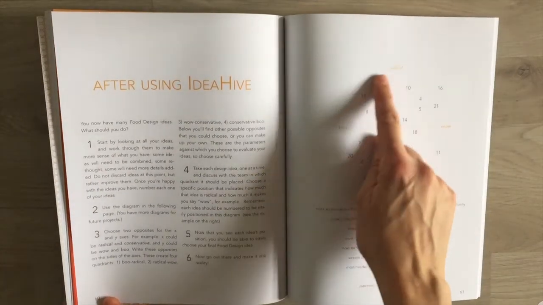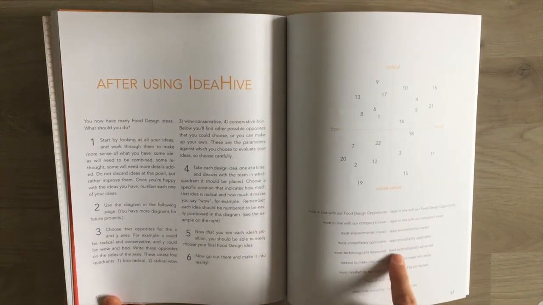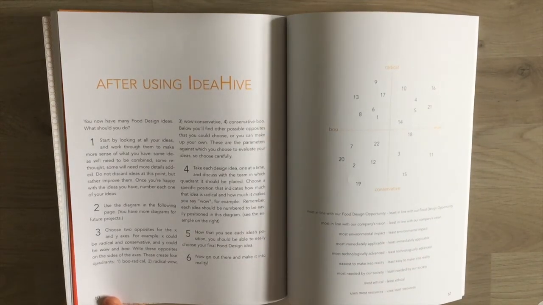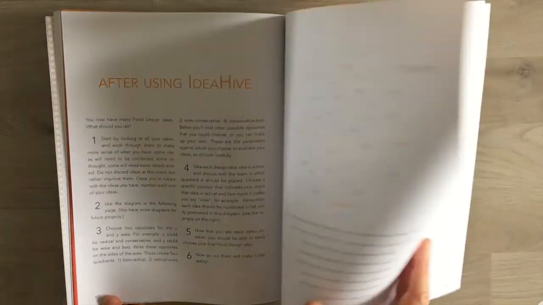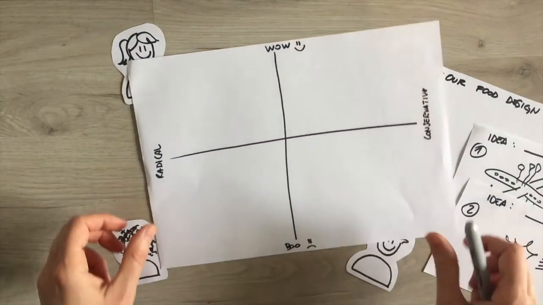Then use this diagram. You see there are 2 opposites for the X and Y axis. For example, the X axis could be radical and conservative, and the Y axis could be boo and wow. And here there is a list of other opposites that you could choose from, or you could write your own. You should choose the 2 opposites that you think resonate best with your project. Write these opposites on the sides of the axis.